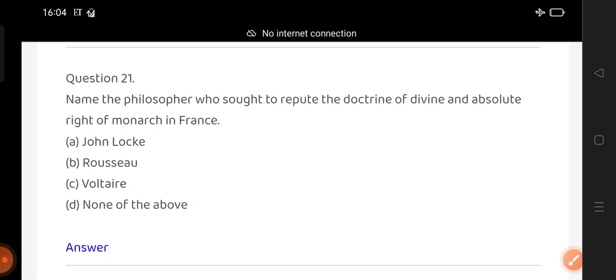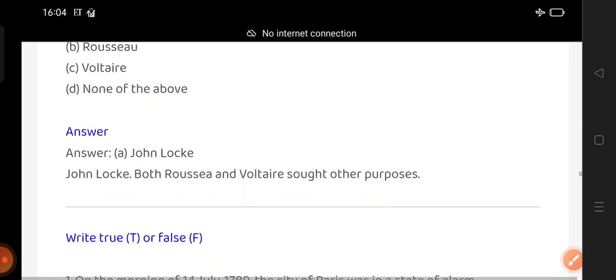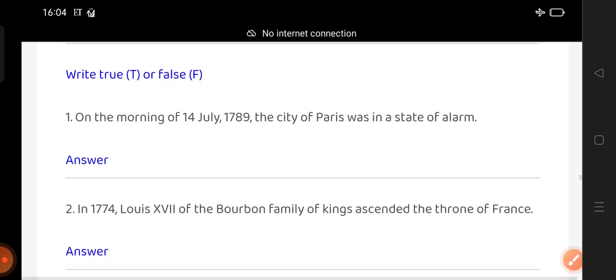Now 21. Name the philosopher who sought to refute the doctrine of divine absolute right of the monarch in France. Who refuted? Okay, counting begins. 1, 2, 3, 4. Correct answer, you got it.